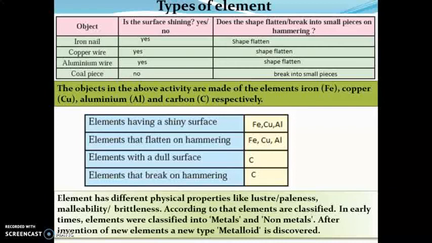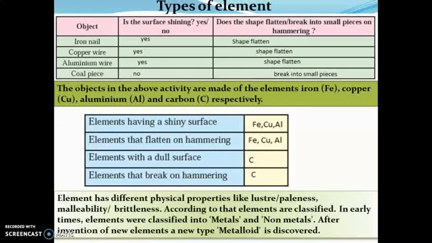Does the shape flatten or break into small pieces on hammering? Suppose I take a hammer and beat the iron nail. It will become flat, so the shape flattens. For copper wire also the shape will get flat. For aluminium wire also the shape will get flat. But the coal piece will break into small pieces. These objects are made up of the elements iron, copper, aluminium and carbon.